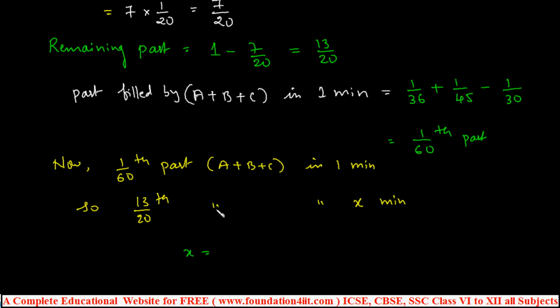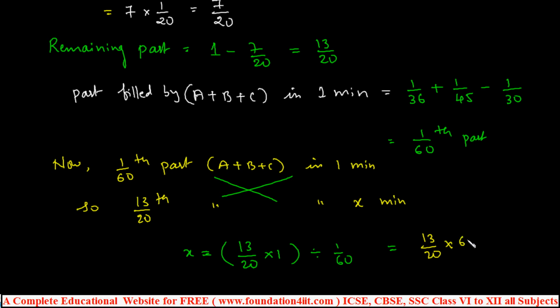This is a direct method. When it's increasing, this also must increase. So 13 by 20 into 1 by 1 by 60. Then x is equal to 13 by 20 into 1, this into this, and 1 by 60 into x. So x is equal to 13 by 20 into 1 divided by 1 by 60. This part divided by 1 by 60. You can calculate this. That calculation is simple: 13 by 20 divided by 1 by 60.